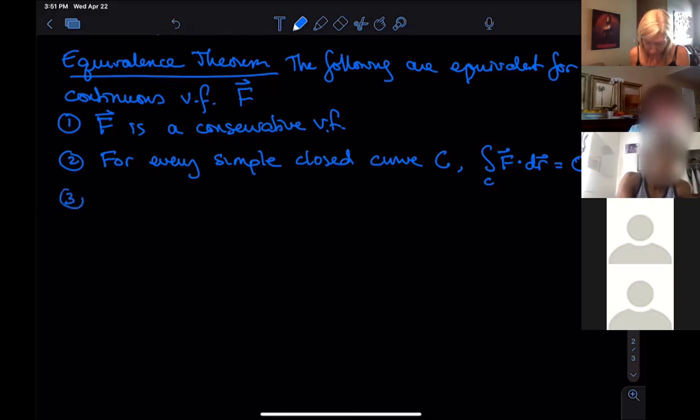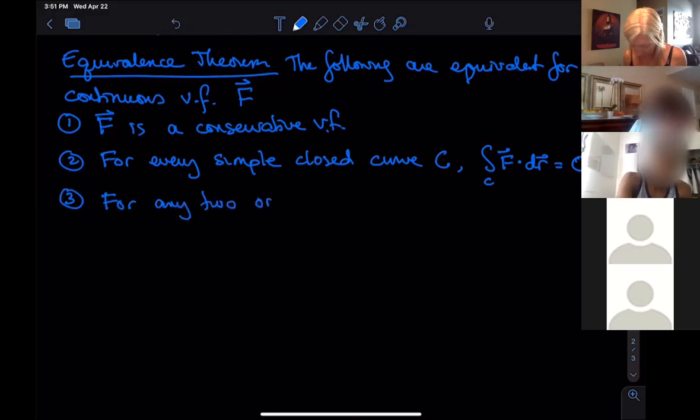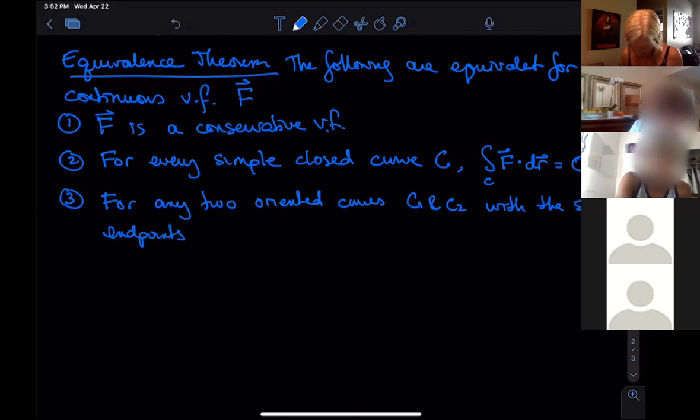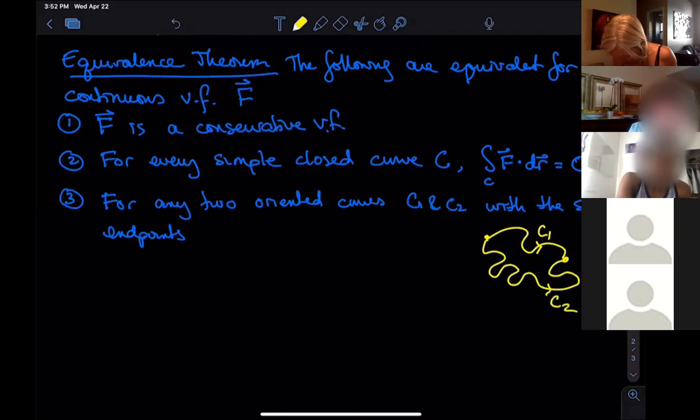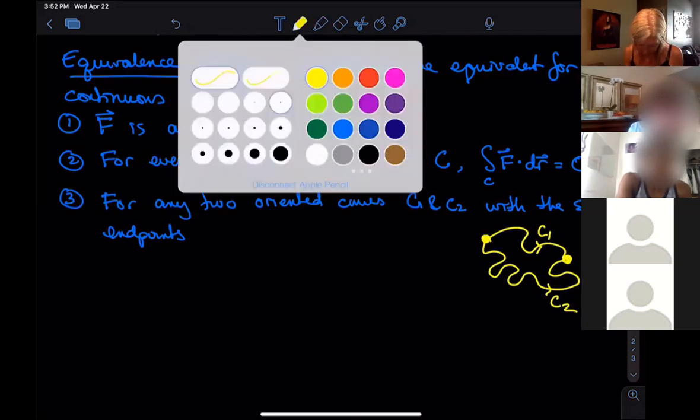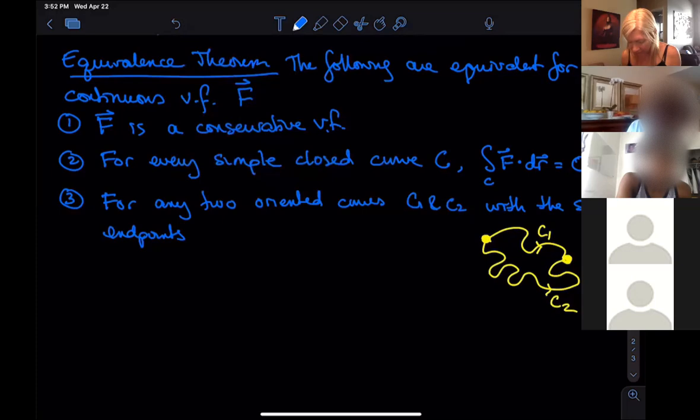Here's another condition equivalent to those two conditions. For any two oriented curves, C1 and C2, that have the same endpoints, and we should be thinking in our minds, here's C1, and then maybe here's C2. You have the same beginning point, same ending point, but they're different curves maybe. What do you think is true about the line integral?